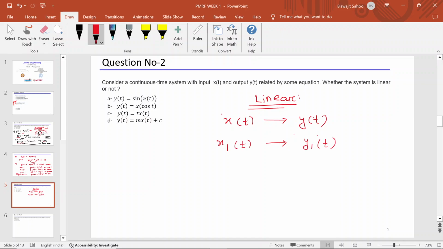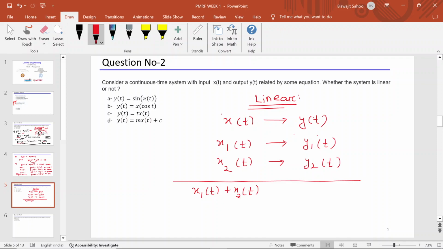Now take another input, let's say x2 of t, which is different from x1 of t, and for that the corresponding output is y2 of t. If you apply superposition, you add these two inputs, x1 of t plus x2 of t. Let's assume that after addition this input is called x3. So x3 equals x1 of t plus x2 of t. That gives an output y3, and this y3 is equal to the addition of y1 of t plus y2 of t. Then this is called your superposition principle.